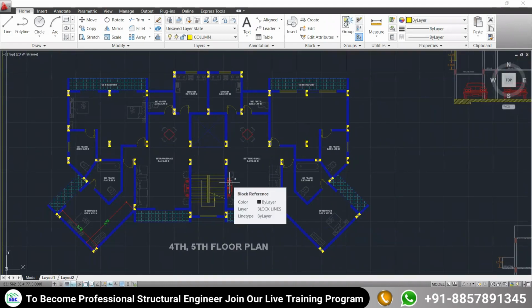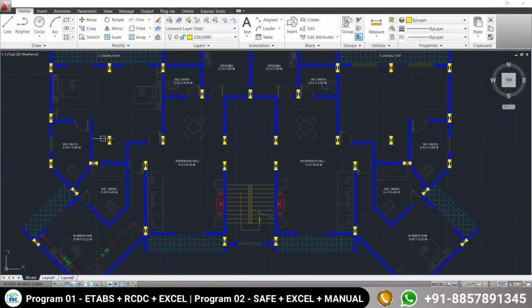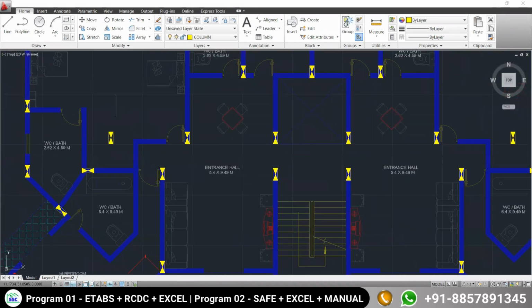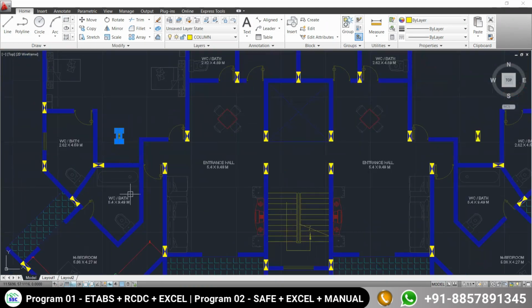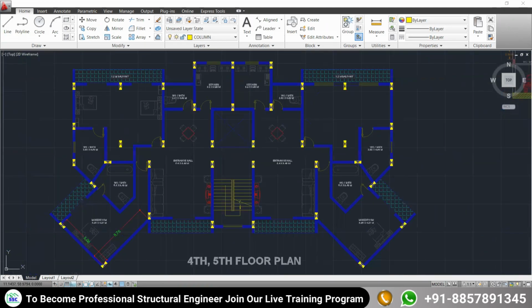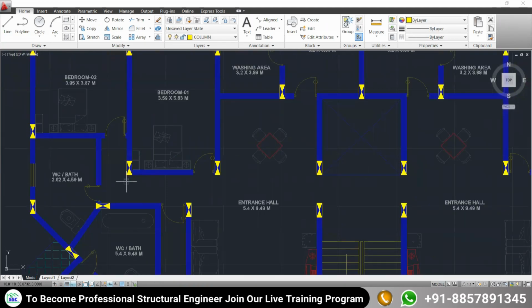Yes, inside the room. It is coming at the midpoint of this common utility area. This is the common utility area, so it is going to create a problem. Then what? Anyhow, you have to take the column here.